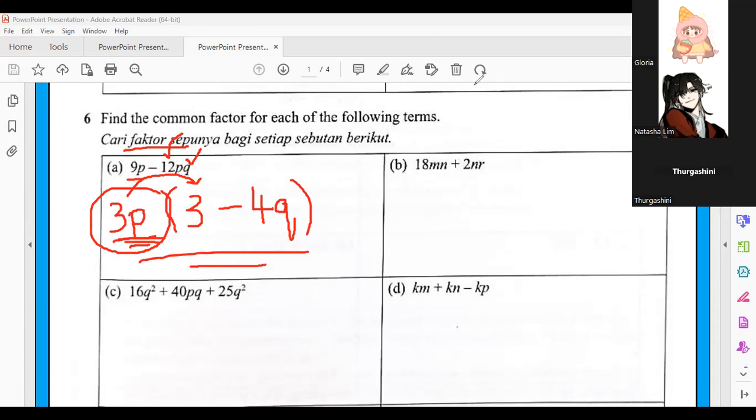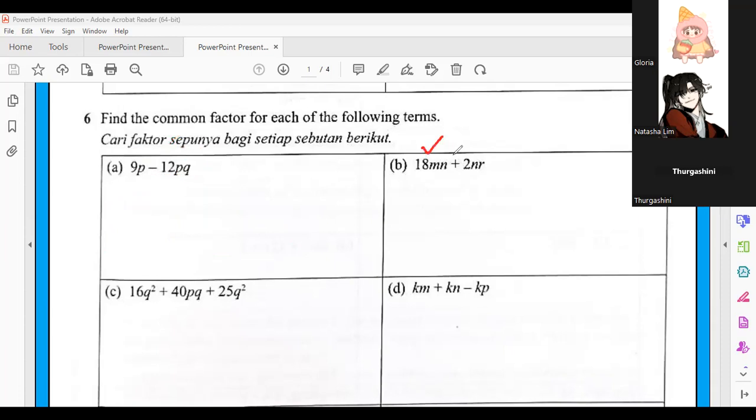All right, let's go and do more questions. There's 18MN and 2NR. Obviously, I will take out my 2, I'll take out the N. It's common, N and N. Okay, 2 and 18 can be factored out. How? So, I'll take out 2N. I'll put my 2N outside the bracket and ask myself, 2 times how much will give me 18? And that would be 9. And I already have the N outside here. So I'm only left with M inside.